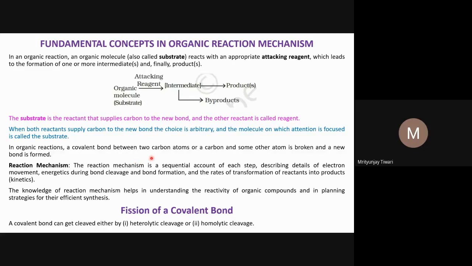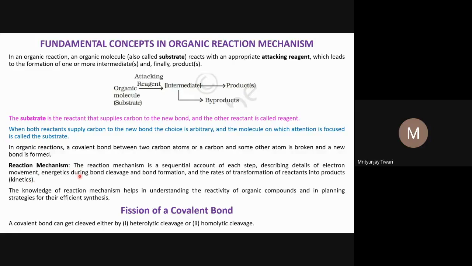Thus, the reaction mechanism is defined as a sequential account of each step. As I said, organic reactions may happen in multiple steps. Sequential account of each step means in which sequence all the steps are happening, describing details of electron movement, how the electrons are moving from one substance to another, or one reactant to another, and also the energetics of the entire reaction, the energy profile: what is the barrier associated with each step and what is the amount of energy released or absorbed at each stage.